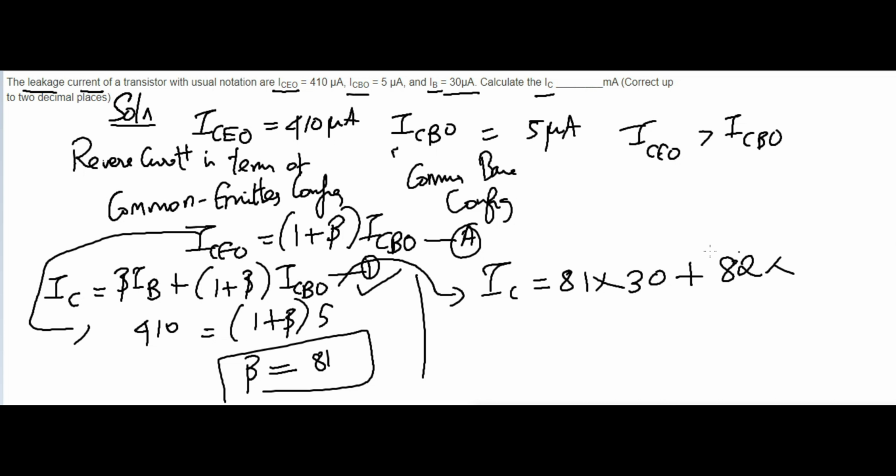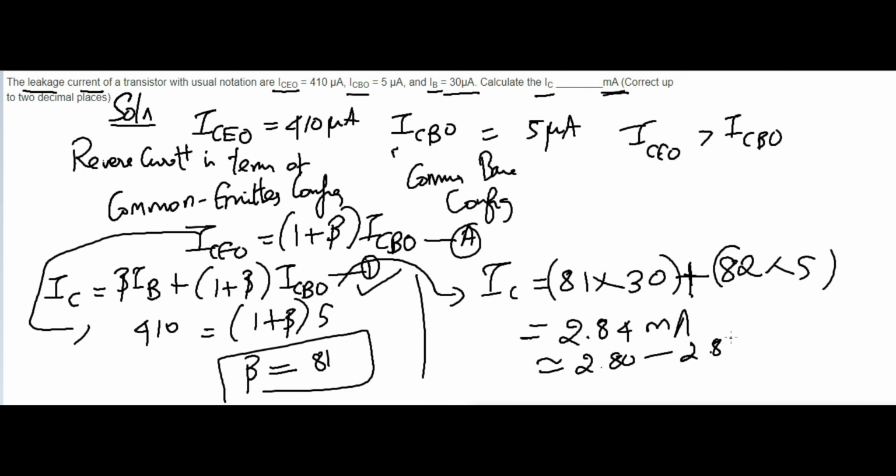Then into, first of all have the bracket. When the multiplication comes, the bracket should be available between the plus or minus terms. Then ICBO is 5, so 82 into 5. When you solve, you will get the answer in milliamps as 2.84, approximately 2.80 to 2.85 milliamps. It is not minus, this is the answer. Anyhow, we write the exact answer, 2.84 milliamps.